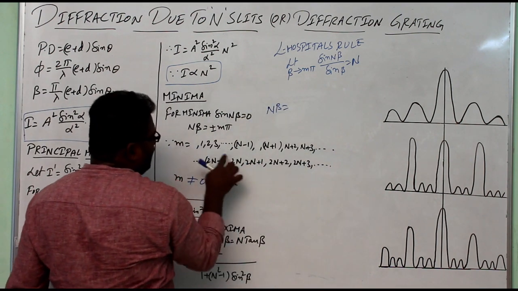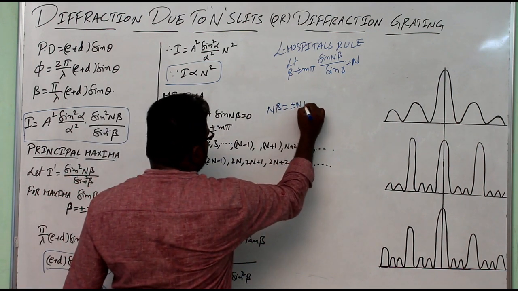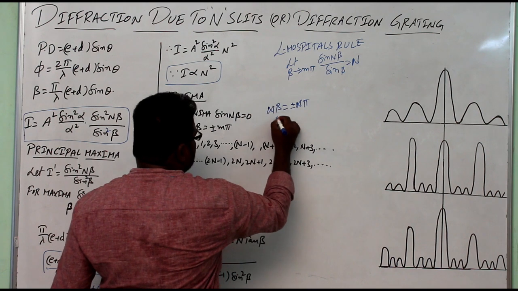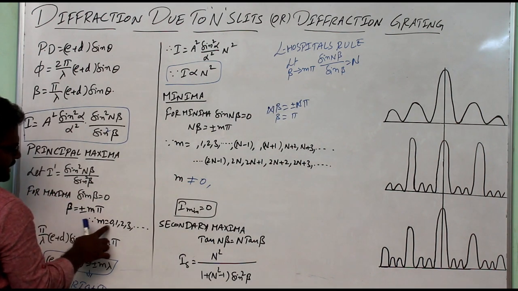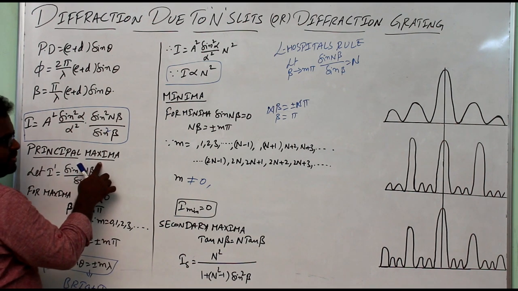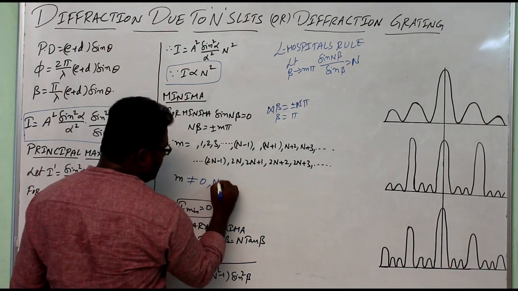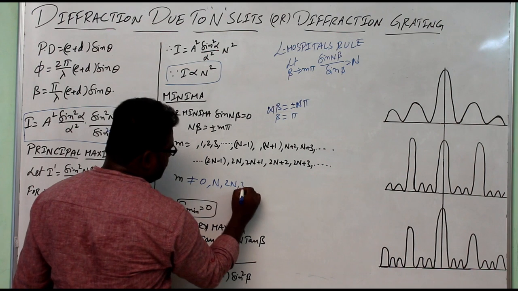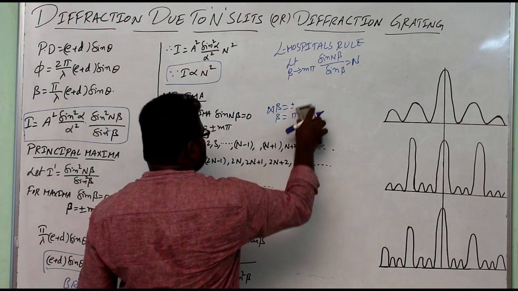If we take capital N, plus or minus n pi, n will get cancelled, then beta will become pi. So if m is n, then beta is pi. So beta is pi, again it's principal maxima. So m should not take n here. Similarly 2n, 3n and so on. Suppose if we take 2n, let's see what's happening.